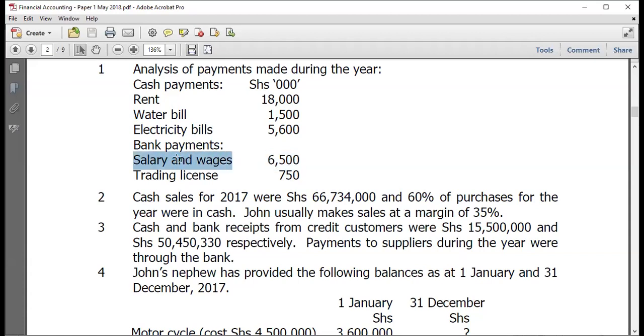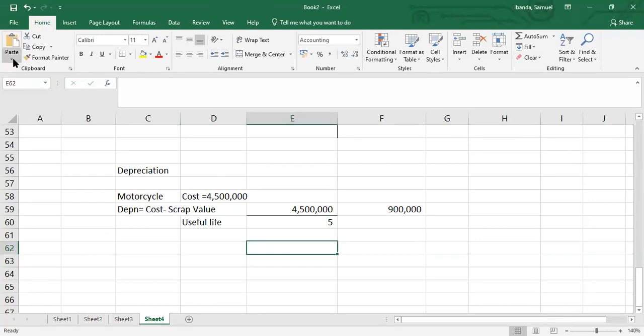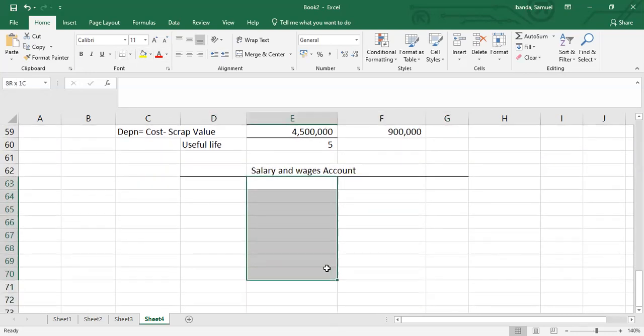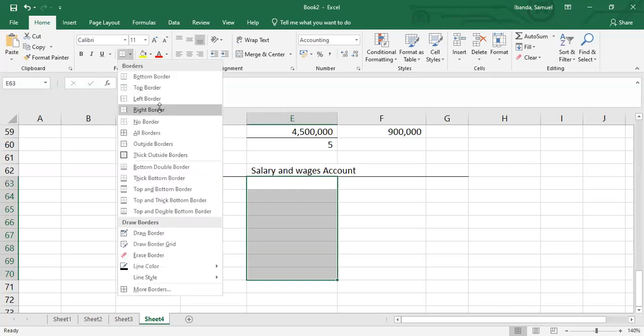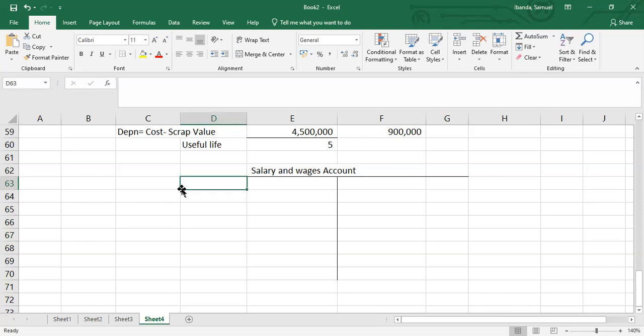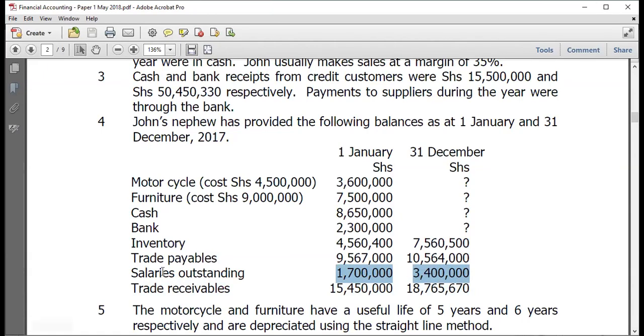So I'm going to draw up my salaries and wages account, okay? That's my next working. Now, what I'm basically going to have is my balance brought down. Based on what I have here, it's going to dictate how I'm going to treat my balances. The balances I'm going to use are balances that have been given here, okay? You're seeing that it tells us that salaries outstanding, the balance brought down, is 1.7. So I'm going to record this 1.7 as my salaries outstanding, as my balance.